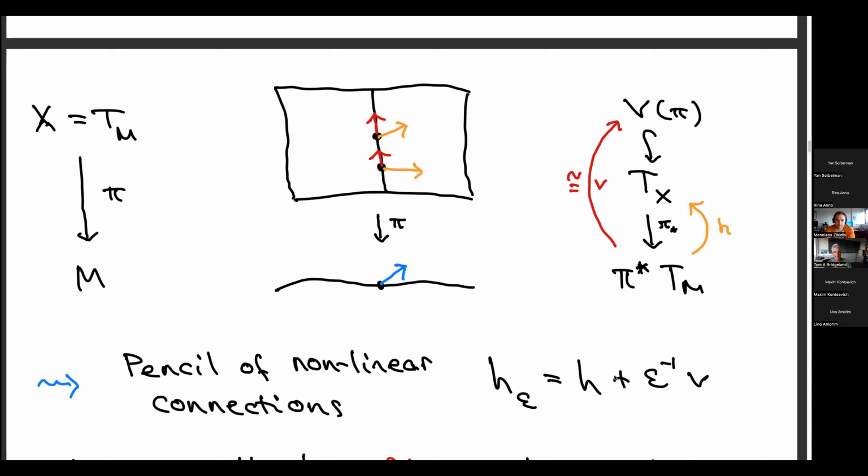So I now have a one parameter family of nonlinear connections on this map. I'm denoting it epsilon inverse just because that's convenient later, but of course, you should think of it as just being t or something. It's just some parameter in the complex numbers.